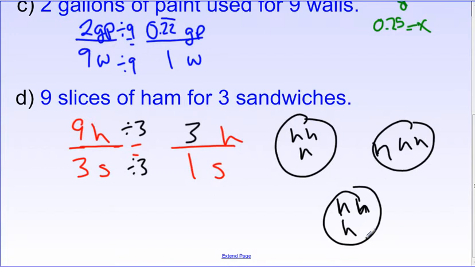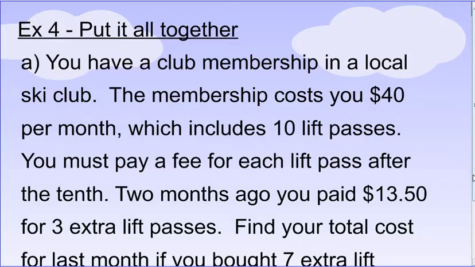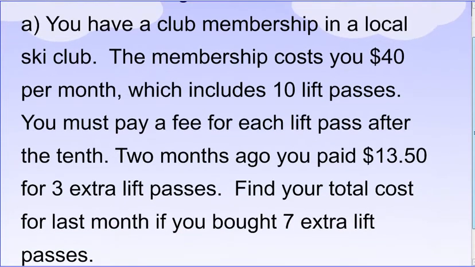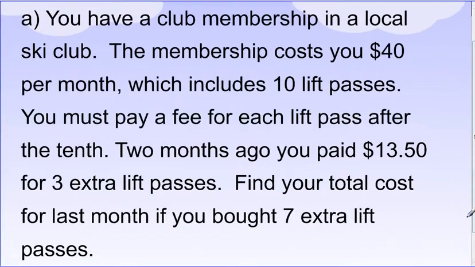Now, the next example we're going to see is an application of unit rate. It's kind of long, kind of complicated, but it's not that bad once you actually start thinking about it. So let's read it first. We'll talk through it together, work through it together, and then you'll have one similar to do after the fact. It says here, you have a club membership in a local ski club. The membership costs you $40 per month, which includes 10 lift passes.